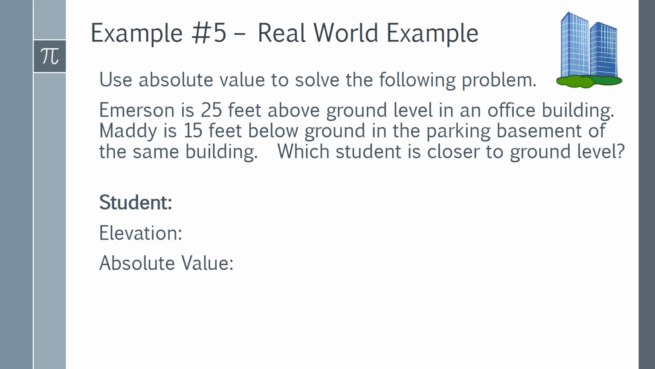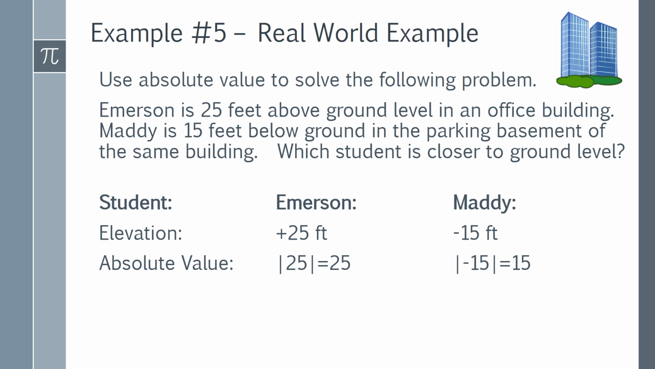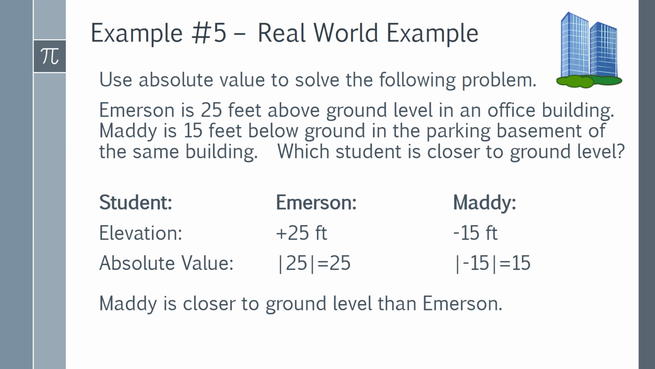We need to write down the student, that student's elevation, and then the absolute value. Remember that our students are Emerson and Maddie, and Emerson is 25 feet above ground level, while Maddie is 15 feet below ground level. So the absolute value of 25 is 25, and the absolute value of negative 15 is 15. This means that Emerson is 25 feet away from ground level, while Maddie is only 15 feet away from ground level. This way, we know that Maddie is closer to ground level than Emerson.